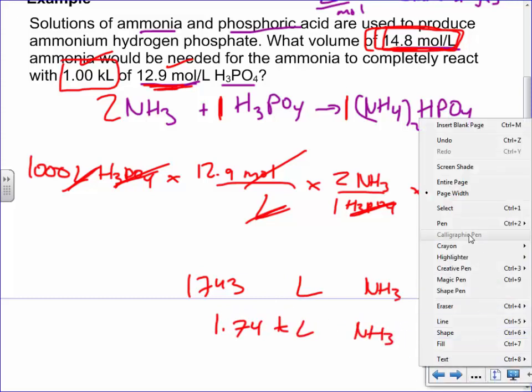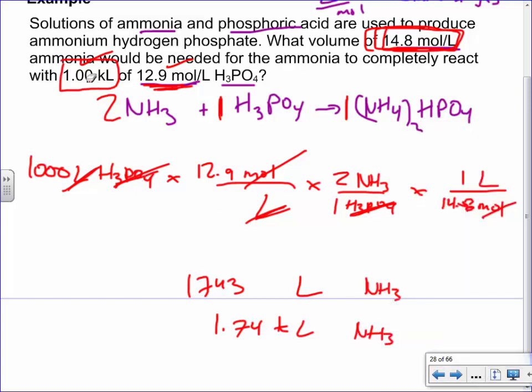Here's a nifty little trick that you could do if you'd like to, if this makes sense to you. You know how way back here, I converted my 1 kiloliter to 1,000 liters? Let's say that you didn't do that. Let's say that you left it as 1.00 kiloliters. You can actually still do that, but only the liters will cancel right here, and you're still going to have a kilo prefix just sitting there. If you did the exact same math now and did 1 times 12.9 times 2 divided by 14.8, you would end up getting 1.47, but then it wouldn't be liters of NH3, it would be kiloliters of NH3.